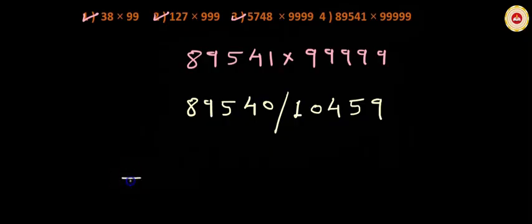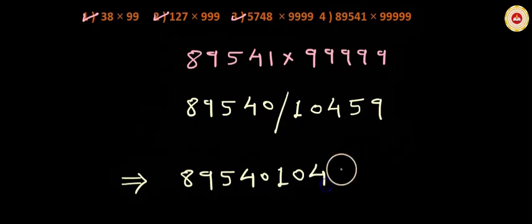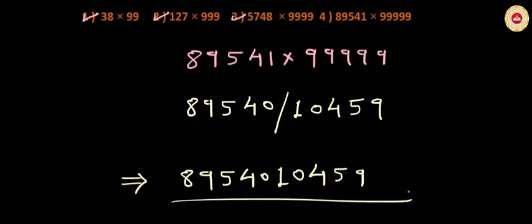Now let us write the answer. 89,540, remove slash and write 10,459. Okay, so this is the answer. This is the final answer. Why do I say final answer? This is also an answer, but this is not the final answer. We have to write the final answer by removing the slash.